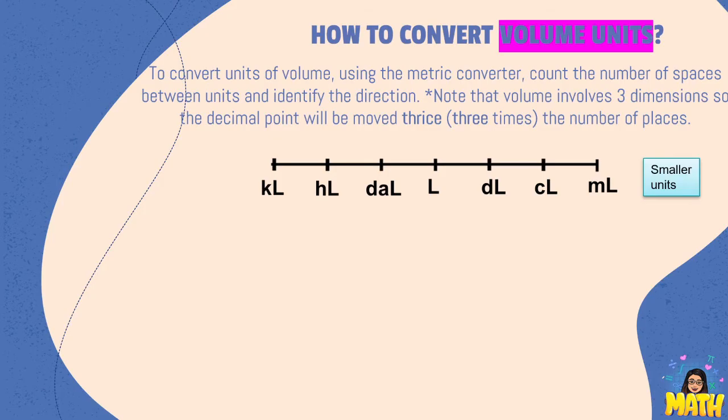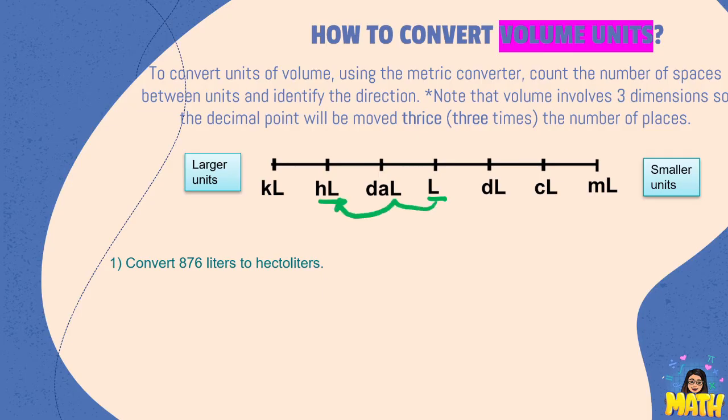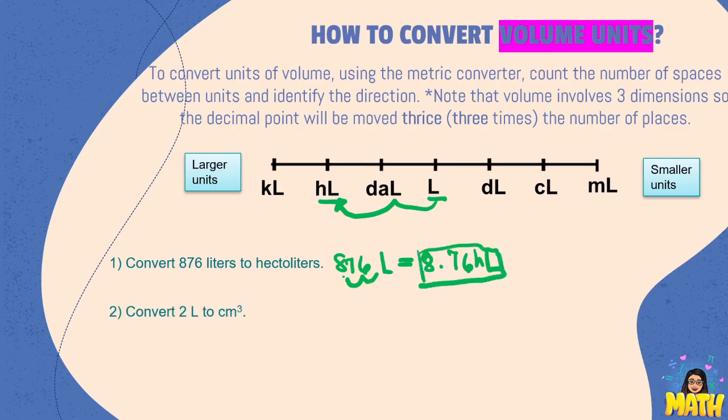Again, the units on the right side are smaller units compared to the left side. So let's have an example. Let's convert 876 liters to hectoliters. They belong to one metric converter. 876 liters to hectoliters. This is 2 units away, and that is going to the left. So 876 liters will be equal to 8.76 hectoliters.